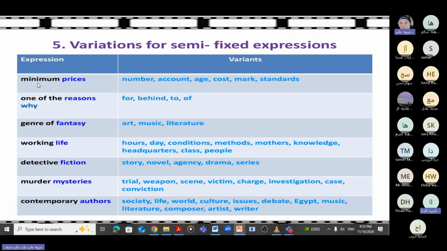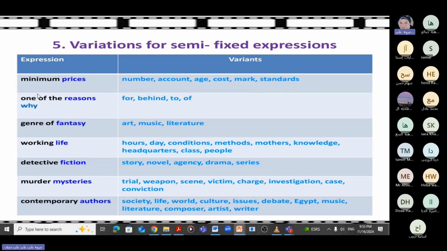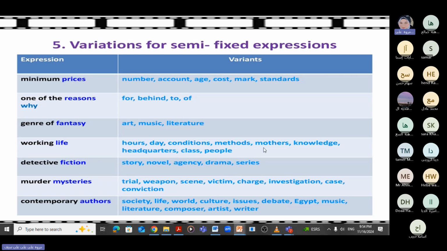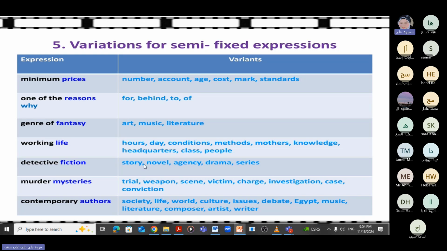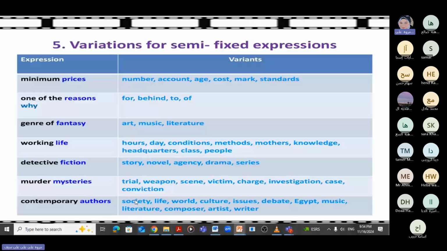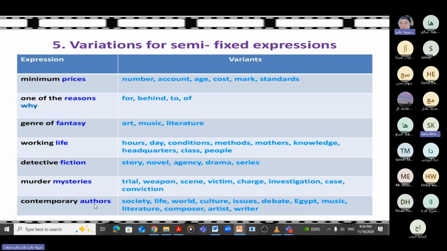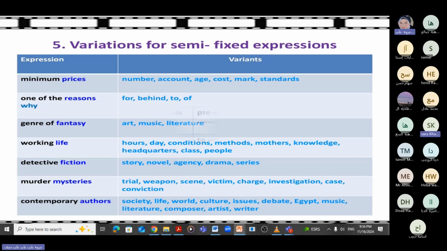So minimum prices, we have minimum number, minimum account, minimum age, minimum cost, minimum mark, minimum standards. One of the reasons why, we can say one of the reasons for, behind, to, of. Genre of fantasy, we can say genre of art, music, literature. Working life, working hours, conditions, mothers, headquarters, class, people, a lot of things. Detective fiction, detective story, novel, agency, drama, series, murder mysteries. We have murder, weapon, trial, conviction, scene, victim, etc. Contemporary authors, contemporary society, contemporary life, contemporary world. Lots of things that you can see here. I'm just getting you acquainted with the activity itself.